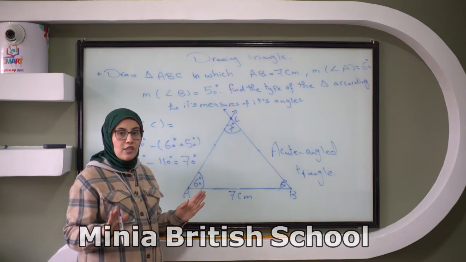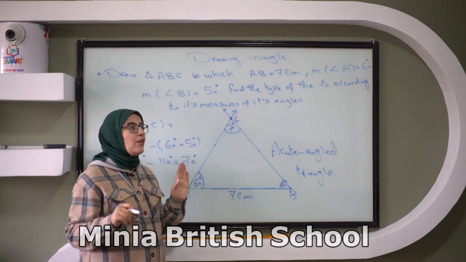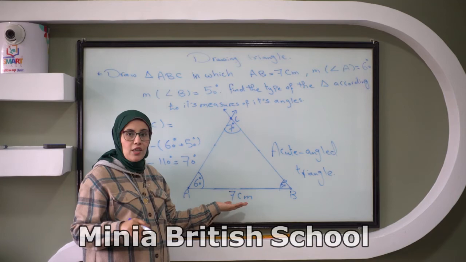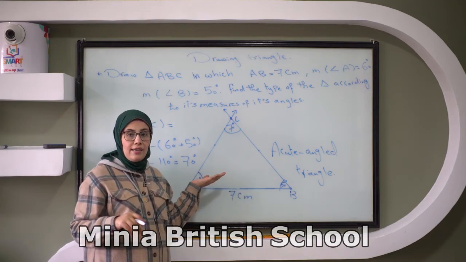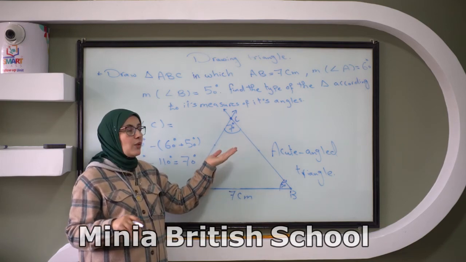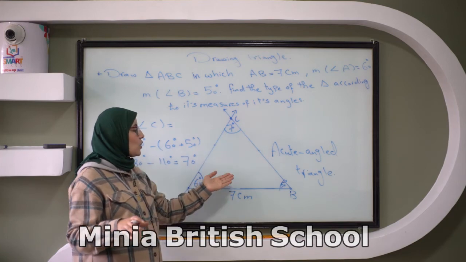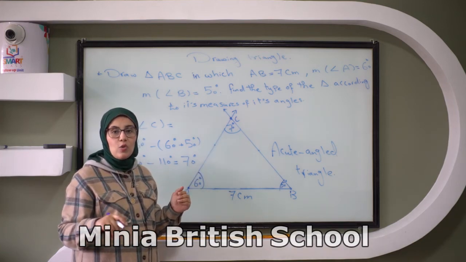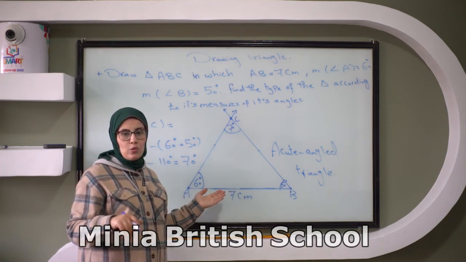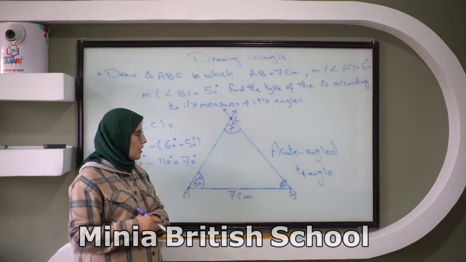Okay, can I determine the type of the triangle according to the measure of its angles? Yes, you can use the protractor. In the second method, he gave me two angles. Can I find the third one? Yes, I can do it without a protractor, because I know the three angles equal 180. So it will be 180 minus the sum of the two angles. That's it. Then I can find the type of this triangle.